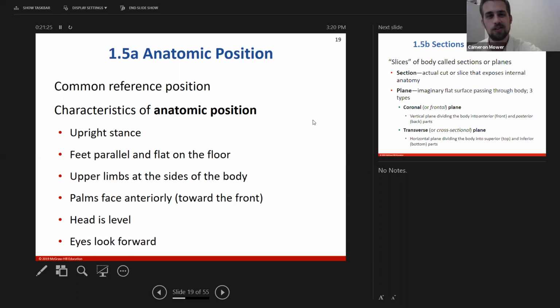I want you guys all to do an anatomic position at some point before you go to bed tonight. I want you to stand up and I want you to list these things. Upright stance, feet parallel, flat on the floor, upper limbs at the sides of the body, palms face anteriorly, head is level, eyes look forward.